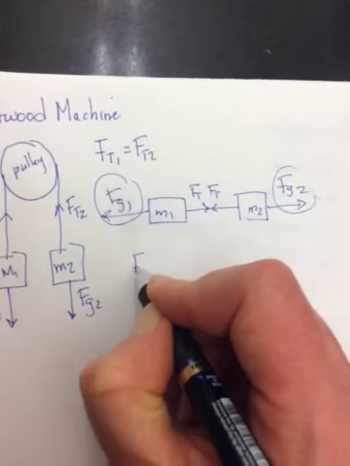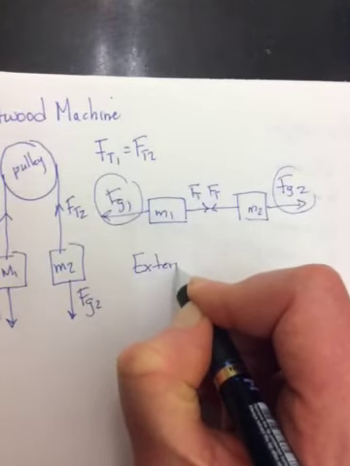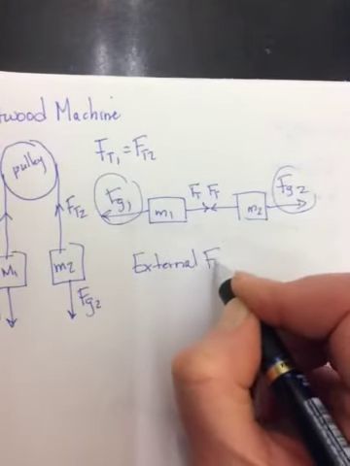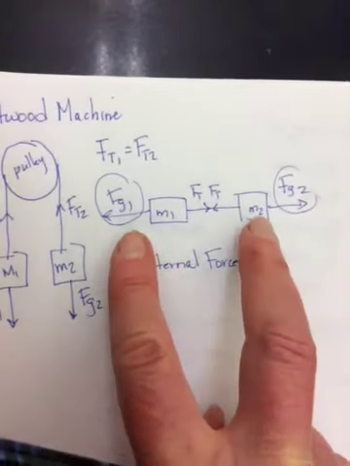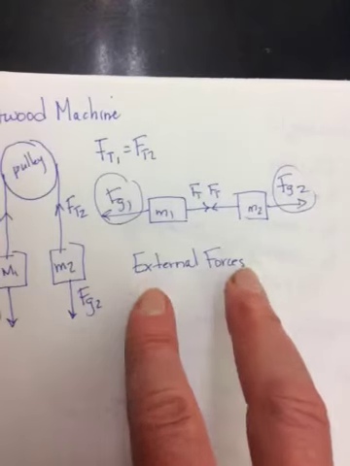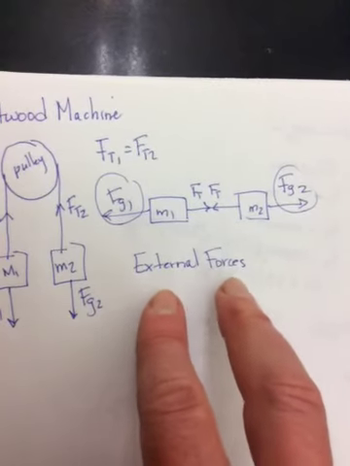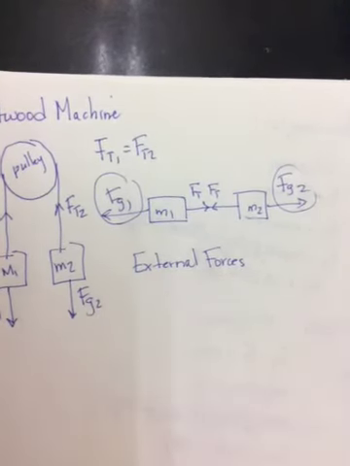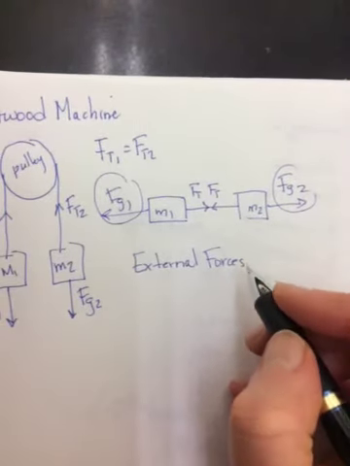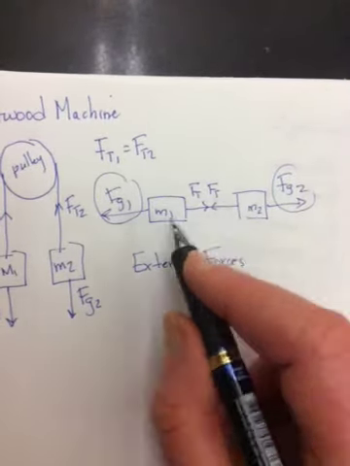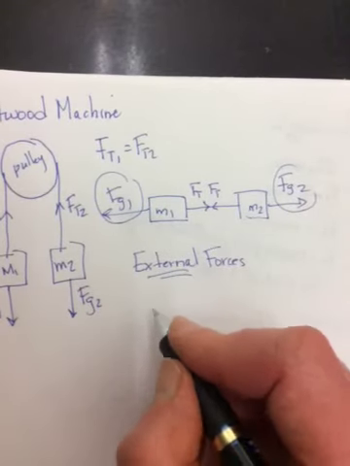They're called the external forces. Okay? And external forces are the forces that act on the system from the outside, like gravity, and they determine the motion of the system. So they act on the system from the outside and they determine the motion of the system. Gravity and friction are the two big external forces.